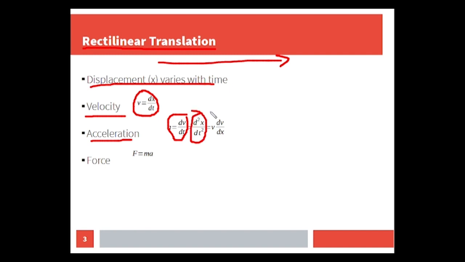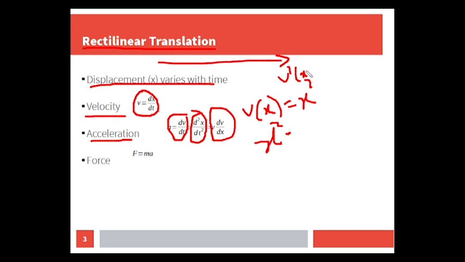Or we can just use the equation v dv by dx if the velocity is given as a function of x, say v of x. For example, v of x is equal to x square. Here, the velocity varies as a function of displacement. So you can just use the equation v times dv by dx, or v dash of x. v dash of x will be 2x. You can just take it over here and we will get 2x cube as the equation of acceleration. This is an example. And force F is equal to ma, which is nothing but Newton's second law, a basic equation.